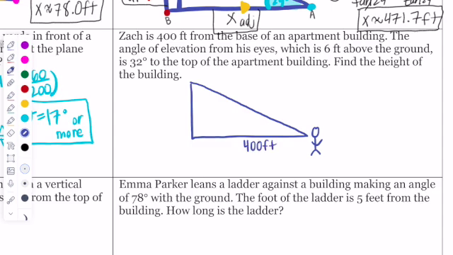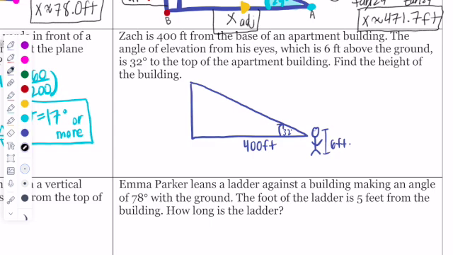The angle of elevation from his eyes, there's Zach's eyes, which is 6 feet above the ground, so Zach is tall, is 32 degrees to the top of the apartment building. So when he looks up to the top of this apartment building, it makes a 32-degree angle with his line of sight. Find the height of the building.